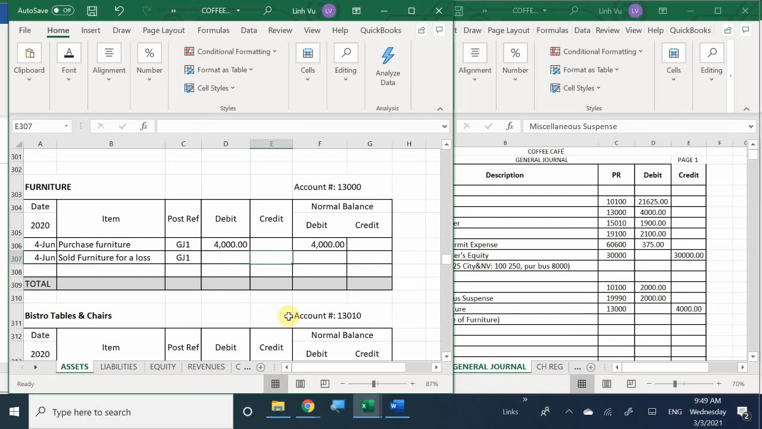Credit. You credit it, yes, right? Because I sold my items. So this is where the theory of the accounting model comes into play. I increased my account originally by purchasing it, right? If I'm going to get rid of it, I'm decreasing my asset.